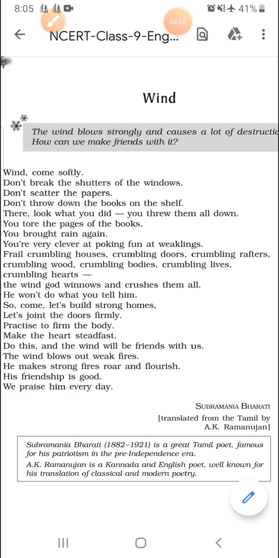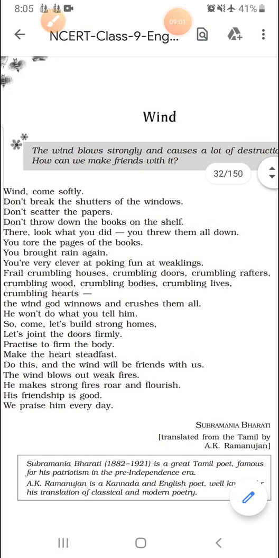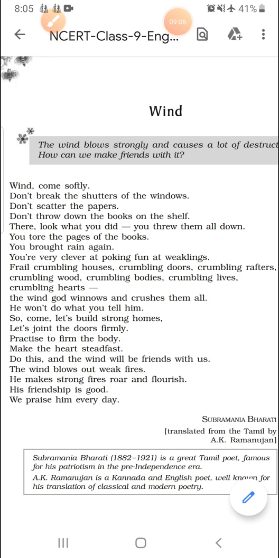So the writer is saying that when wind is very powerful, very strong, it leads to breakage of everything. Houses which are weak fall down, doors which are weak fall, the beams on which the roof of the buildings are supported also fall. All the wooden structures fall, all bodies of people fall, animals, lives, heart. So he is saying that everything crumbles or crushes down, breaks down. Everything that is weak just breaks down.